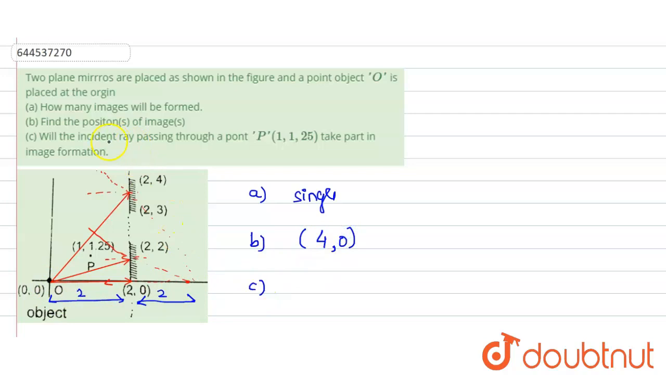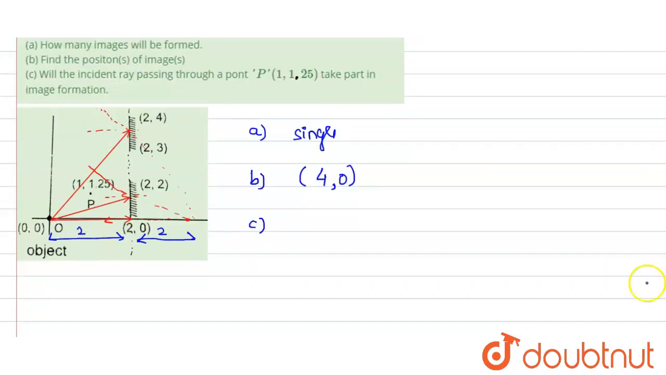Now in the C part, will this incident ray pass through the point P (1, 1.25)? It is 1.25. So we need to check whether this incident ray would be passing through this point, and whether it would take part in the image formation or not.